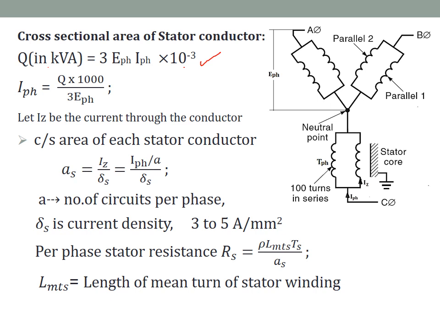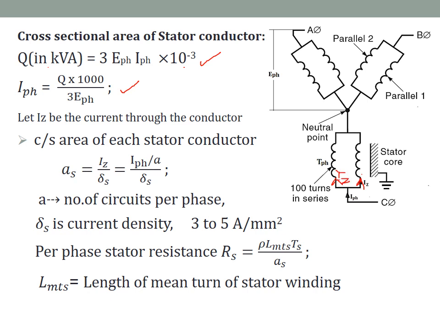Now the phase current we can find using this equation. Let IZ be the current through the conductor. See here, this is the current through the conductor. This is the case where two parallel paths are there. This is the IPH. Now IPH is dividing into two paths, here and here. This is the IZ, and this is the IZ.